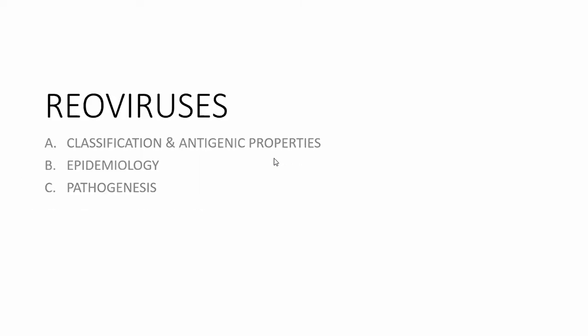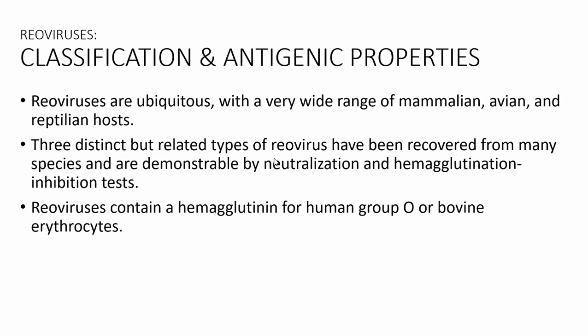For reovirus, they are also ubiquitous with a very wide range of mammalian, avian, and reptilian hosts. There are 3 distinct but related types of reovirus that have been recovered from many species and are demonstrable by neutralization and hemagglutination inhibition tests.